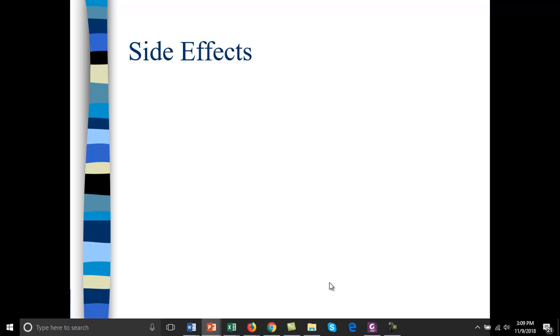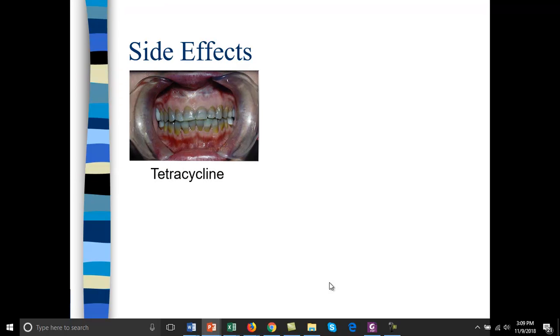You always have to look at the side effects of any type of medicine. Remember, these are toxins, so they are toxic to humans. We're just giving them in lower doses and over shorter periods of time. Okay, tetracycline. This is a tetracycline teeth. Tetracycline used to be used pretty extensively for acne, and it's not used anymore because it turns your teeth yellow. Okay, and this discoloration can be permanent.